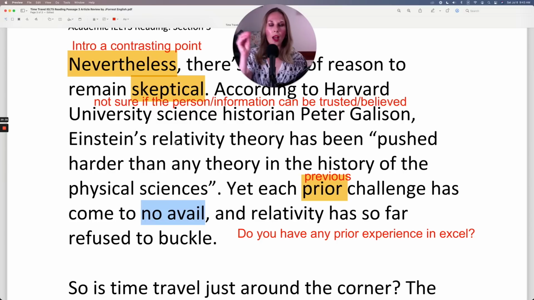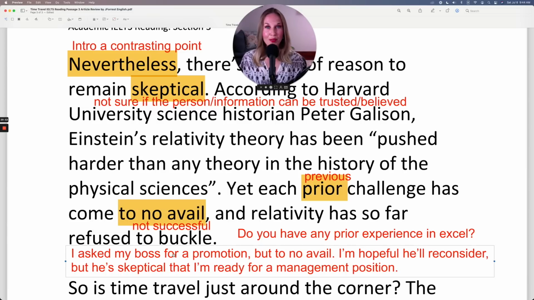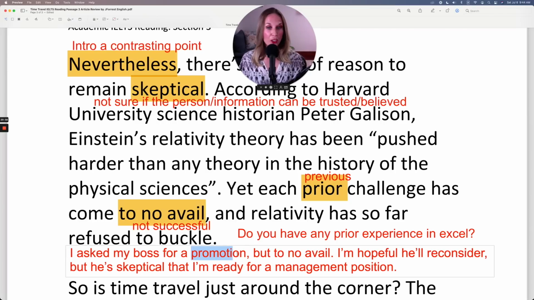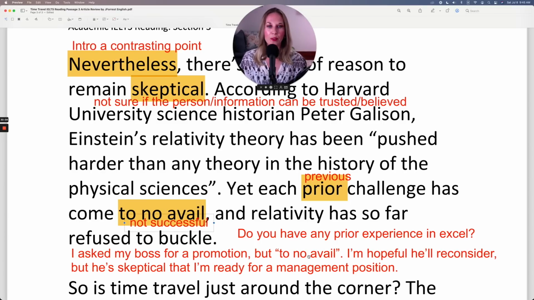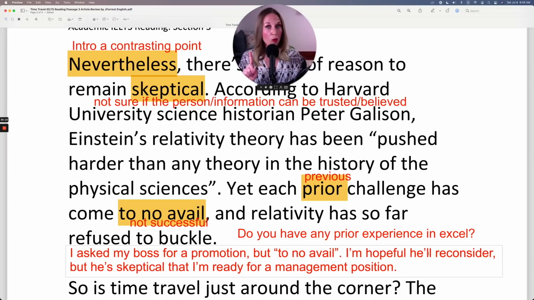So remember I said they've tried to prove that Einstein's theory is inaccurate or incorrect, but it's come to no avail, which means they have not been successful. So no avail means not successful. Let's review this example. I asked my boss for a promotion, but to no avail. So notice the expression is to no avail, and this means not successful. So I didn't get the promotion. My boss said no, but to no avail. I'm hopeful he'll reconsider. I'm hopeful, that's just another way of saying I hope he'll reconsider.